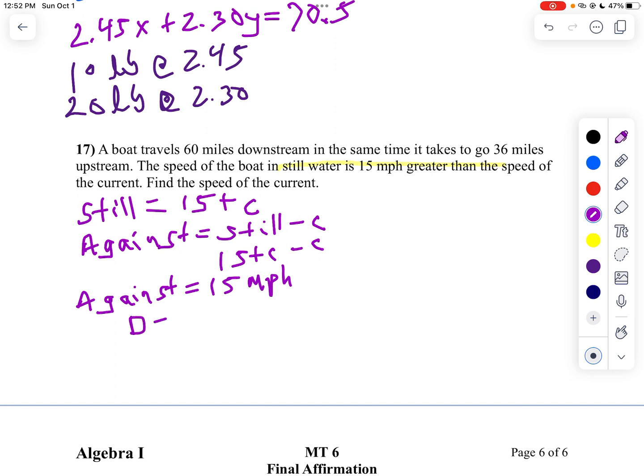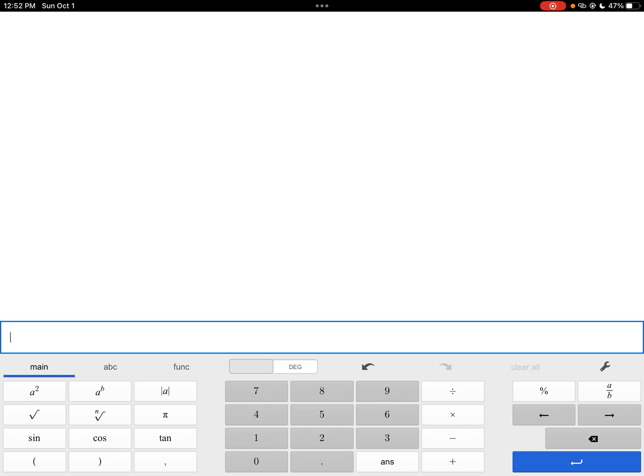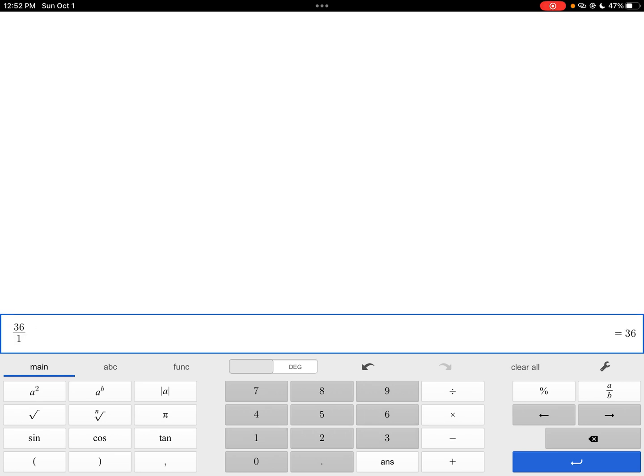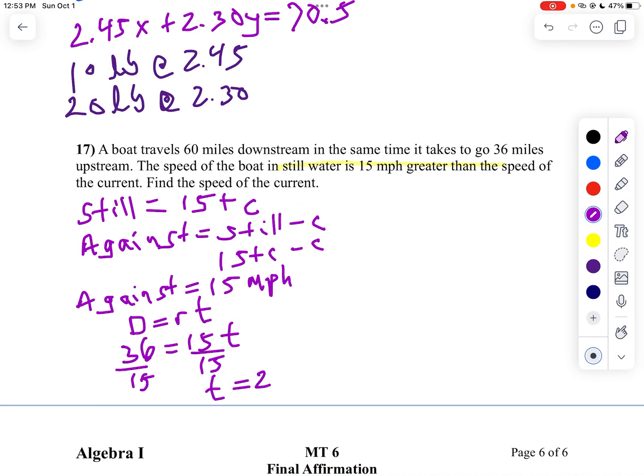I'm going to do distance equals R times T. So in other words, 36 equals my speed, which is 15, times T. I'm going to divide by 15. So T, since I'm doing an application problem, I think I'll write that as a decimal. So we'll take 36 divided by 15. And that is 2.4. Now that doesn't answer a question, does it? So now we have to go with the current.